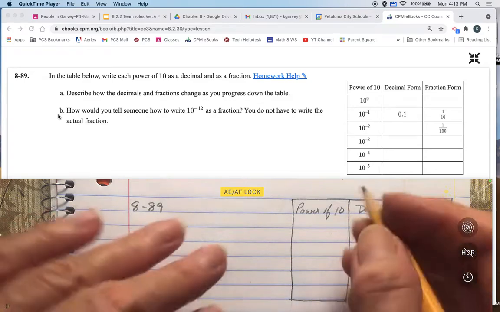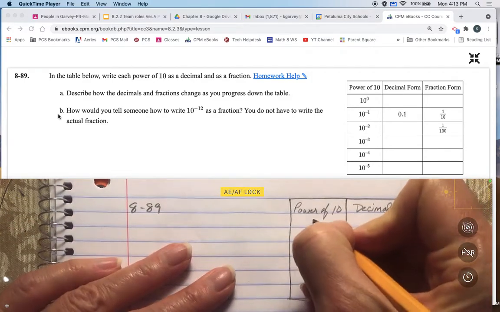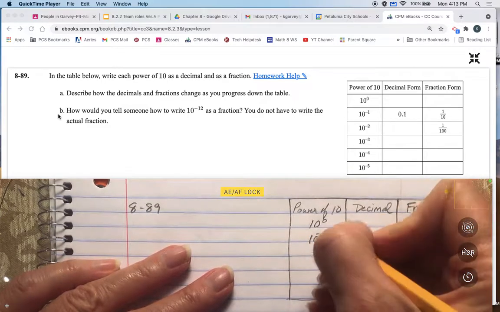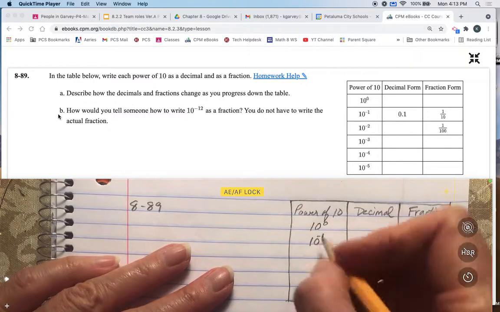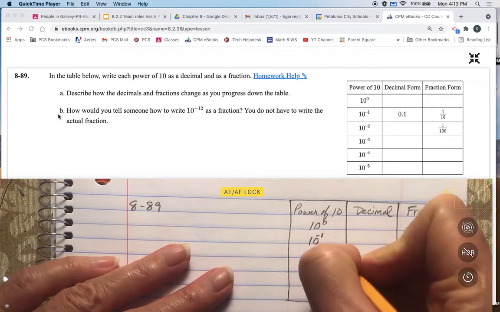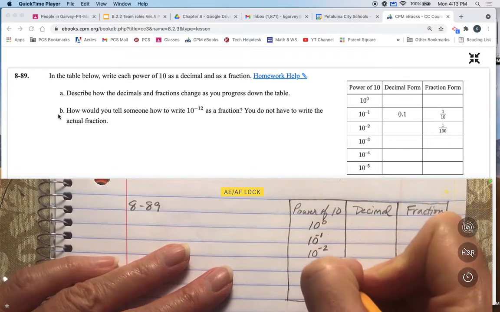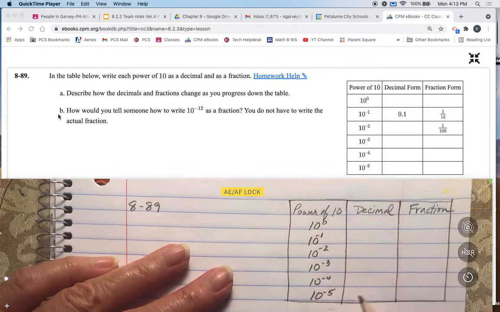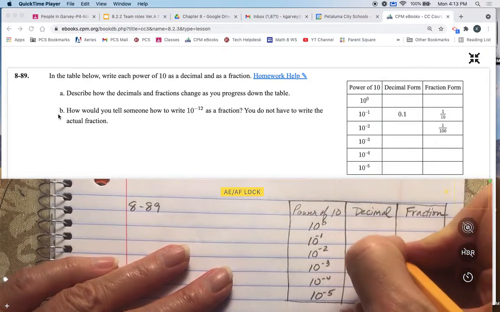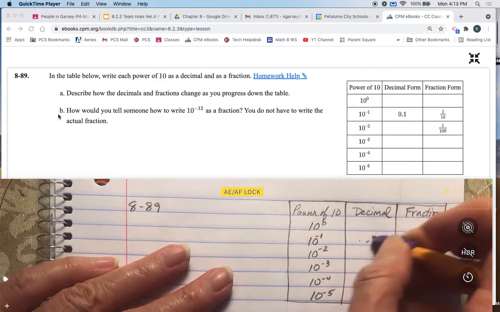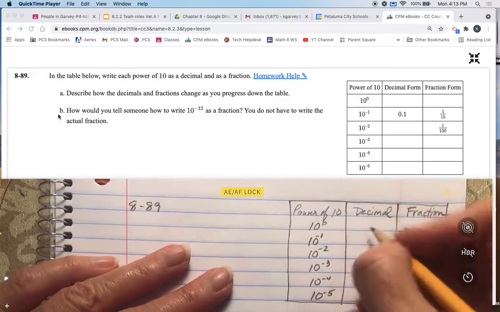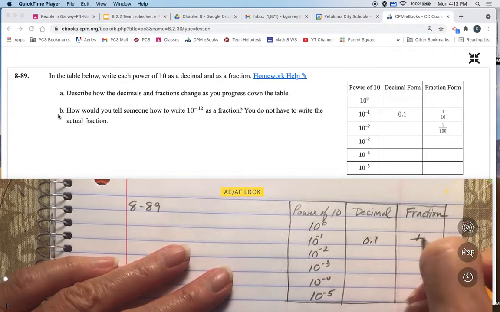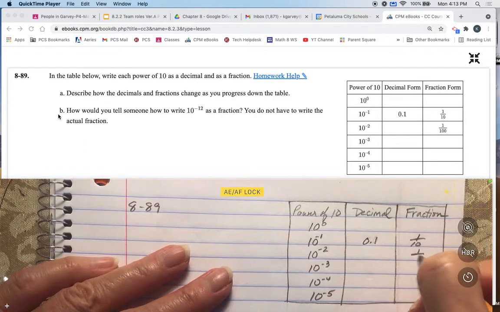Okay, first of all, we are given these powers of 10, so I'll just write those down. So it's 10 to the 0 power, 10 to the negative 1 power, 10 to the negative 2, 10 to the negative 3, 10 to the negative 4, 10 to the negative 5. All right, and we are given 0.1 right here. And we are given that this is 1/10 and that this is 1/100th.